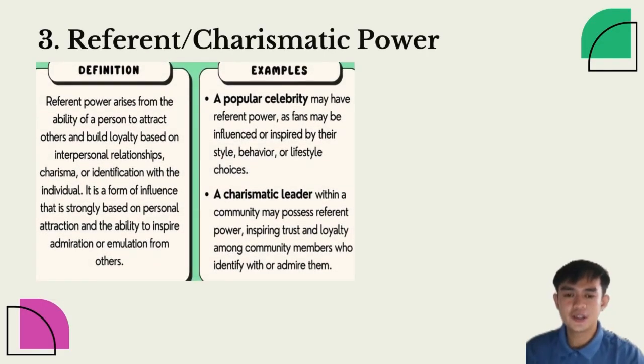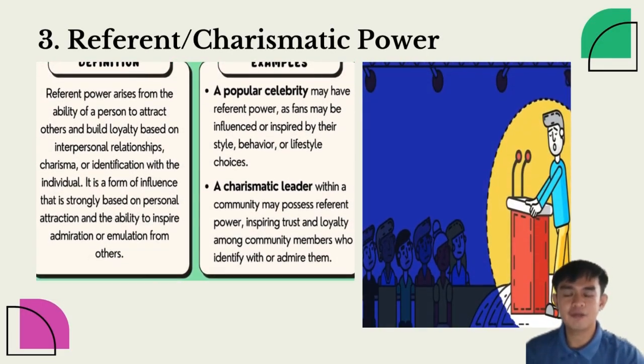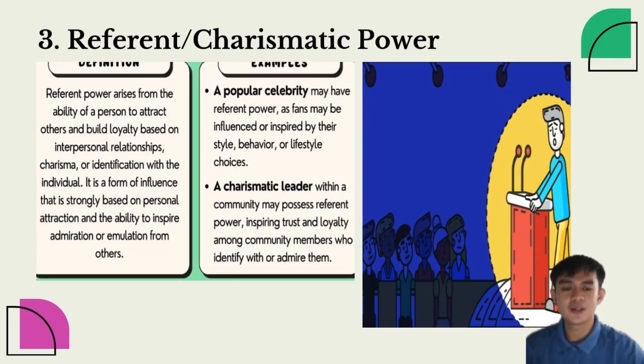Third major types of power is the referent or the charismatic power. So, ang definition nito is it arises from the ability of a person to attract others and build loyalty based on interpersonal relationships, charisma, or identification with the individual. It is a form of influence that is strongly based on personal attraction and the ability to inspire admiration or emulation from others.